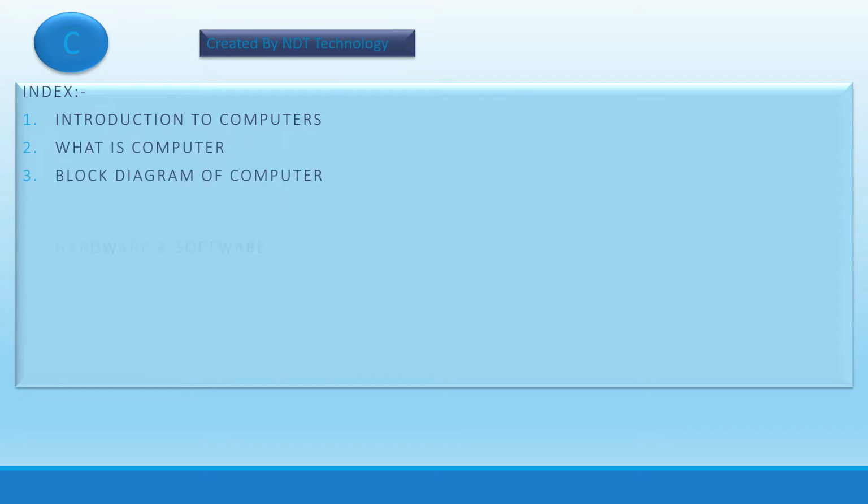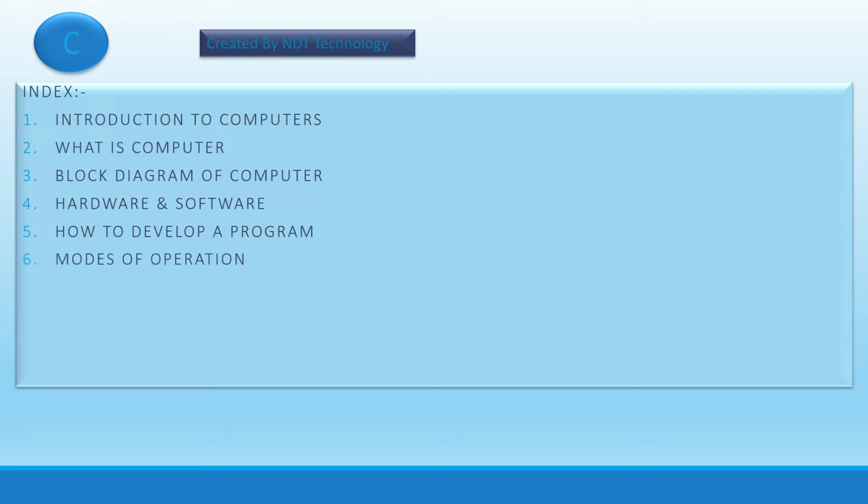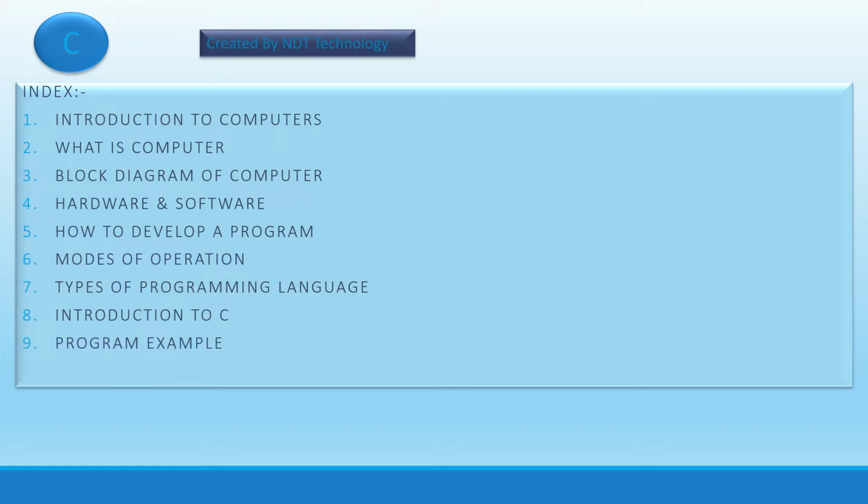So here I'm going to show you only some typical index, and the other things we will show in our next video. So here I'm going to explain introduction to computers, what is a computer, block diagram of a computer, hardware and software types, how to develop a program, modes of operations, types of programming language, then the introduction to C, some program examples and related problems. So this is only the first part, right?